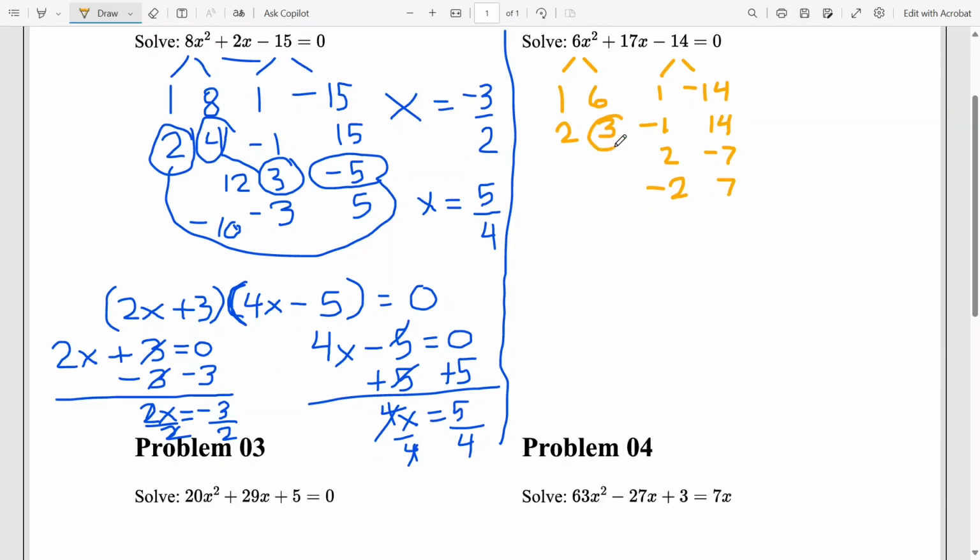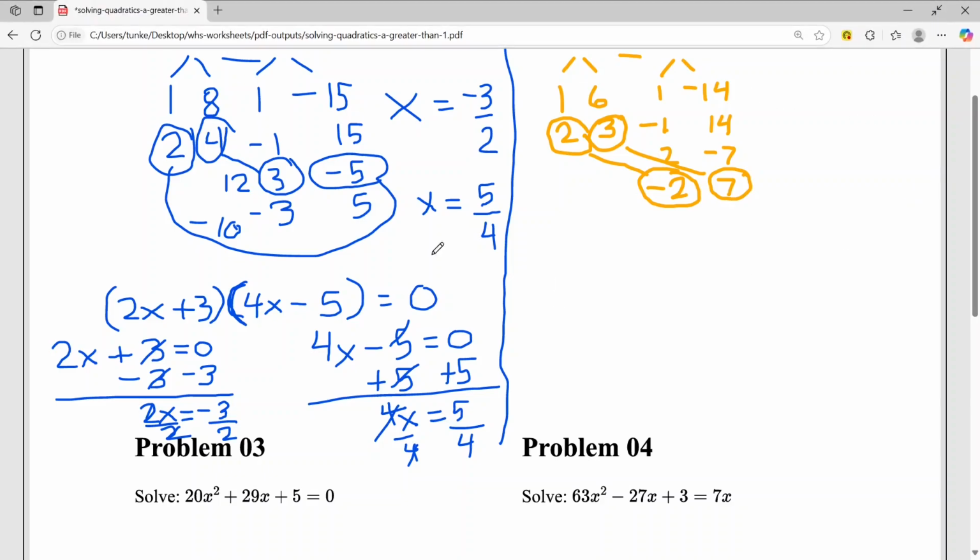Now, if I take 3 here and I multiply it by 7, that gives me 21. I will then have to take this 2 and multiply it by negative 2, giving me negative 4. 21 plus negative 4 is 17, which is the middle number that I want. So those are the numbers I'm going to use.